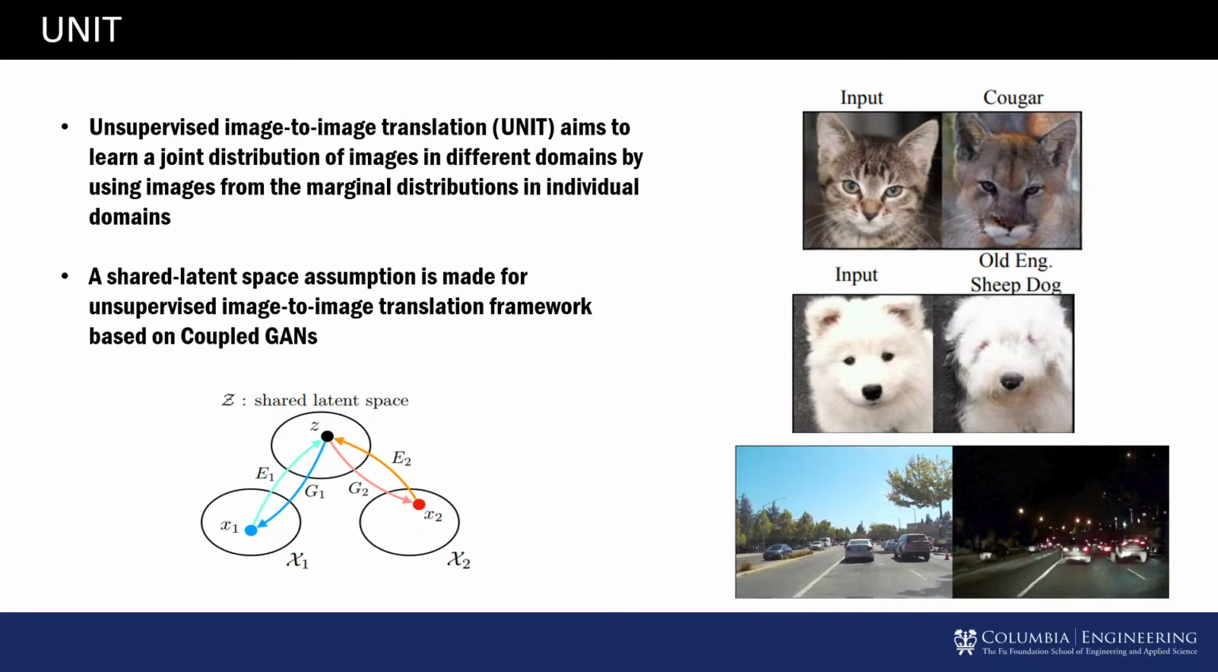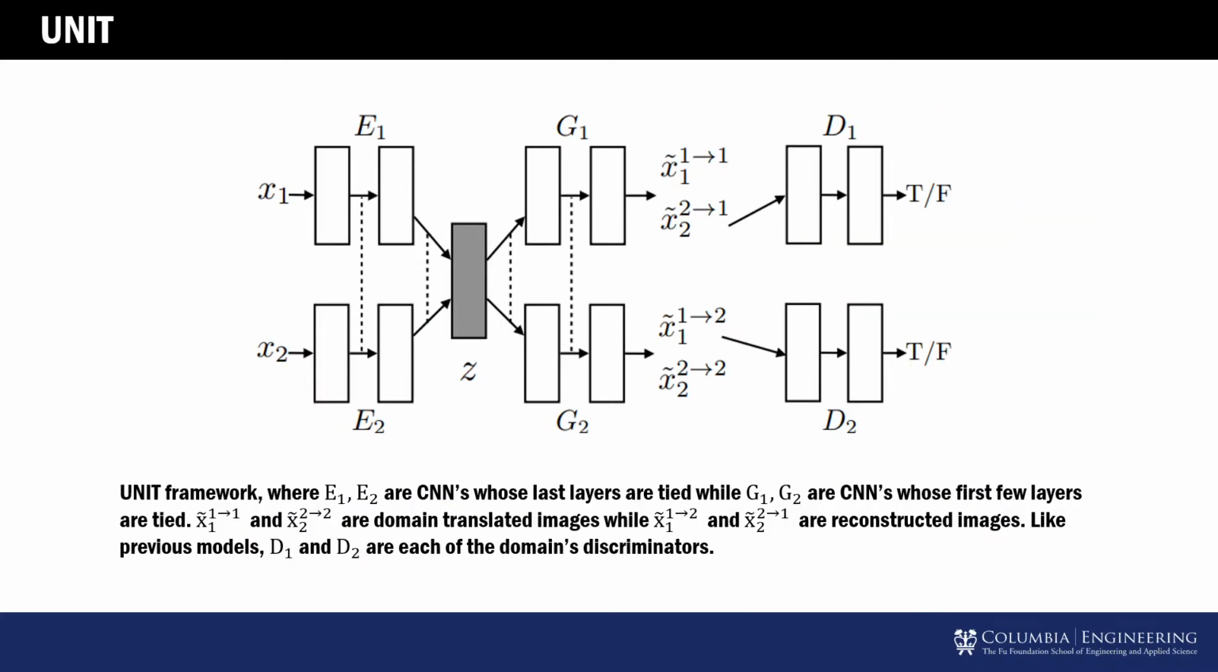So with the UNIT framework, now we have 2 different encoders, E1 and E2, which are also CNNs, and we're also sharing weights between a lot of these networks now. So with E1 and E2, the CNNs have last layers that are tied, while the G1 and G2 neural networks are CNNs whose first layers are tied.